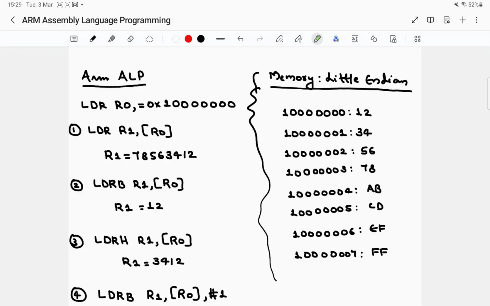Good morning, everyone. Let us see ARM assembly language programming, where we are going to see examples of load and store instructions. This is the second lecture of our ARM assembly language programming.